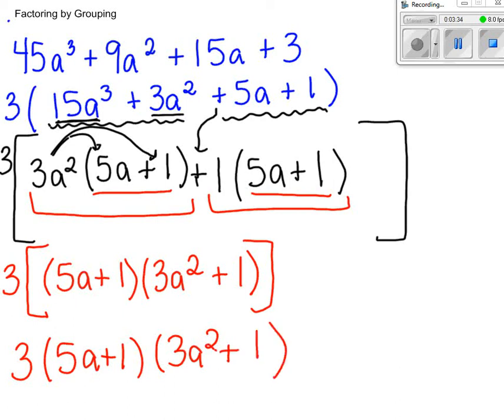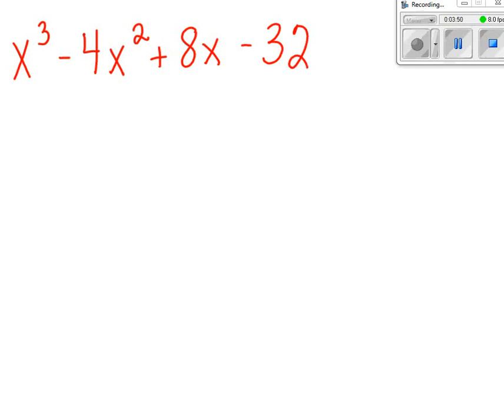All right, let's do another one. So let's say that I had x cubed minus 4x squared plus 8x minus 32. And I need to factor that. Well, they don't have anything in common. None of the coefficients have factors in common. None of the terms have a common variable. There are 4 terms though, so I'm going to think about factoring by grouping, which means I group the first 2 and I group the last 2.